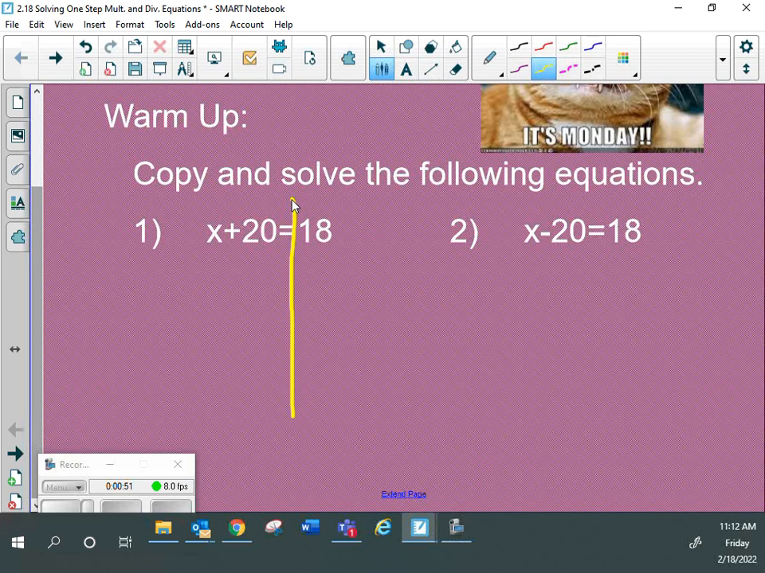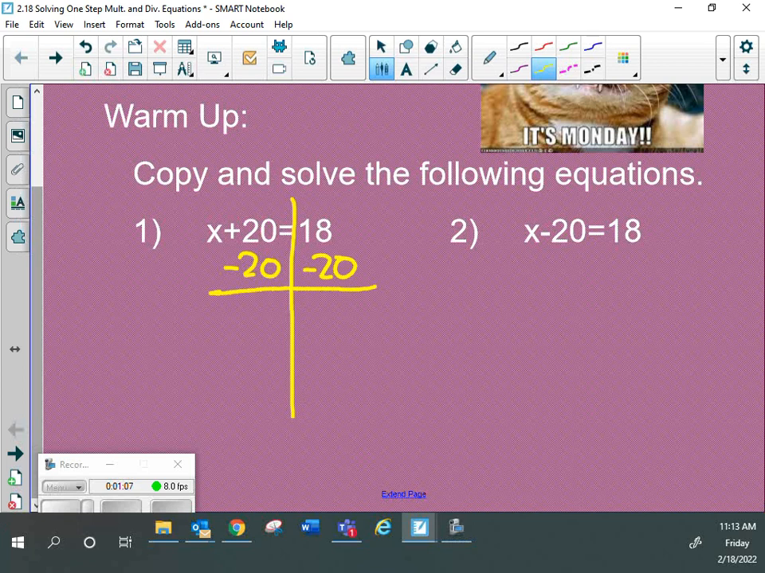Subtract how much? Heads up, class. I need to subtract 20. Whatever I do to one side, I do to the other. So these 20s, what happens with those? They cancel out. There's zero pairs. I'm left with x. And then guys, be careful. 18 minus 20 is negative 2. Negative 2, because I'm taking a small number minus a bigger number. That's going to give me a negative.